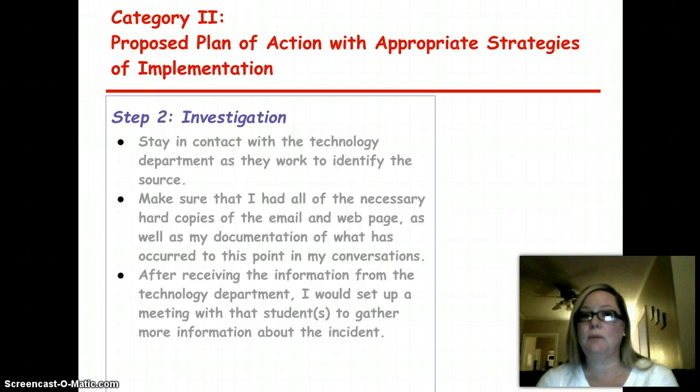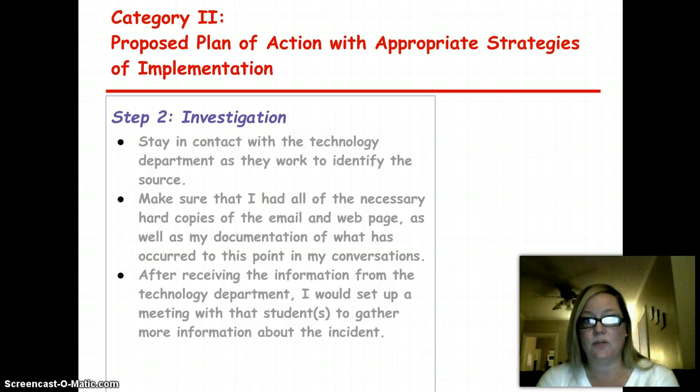Step 2 would be my investigation process. I would stay in contact with the technology department as they work to identify the source of the email. And I would make sure that I had all of the necessary hard copies of the email and the web page, as well as my documentation to this point of what has occurred in the conversations that I've had.